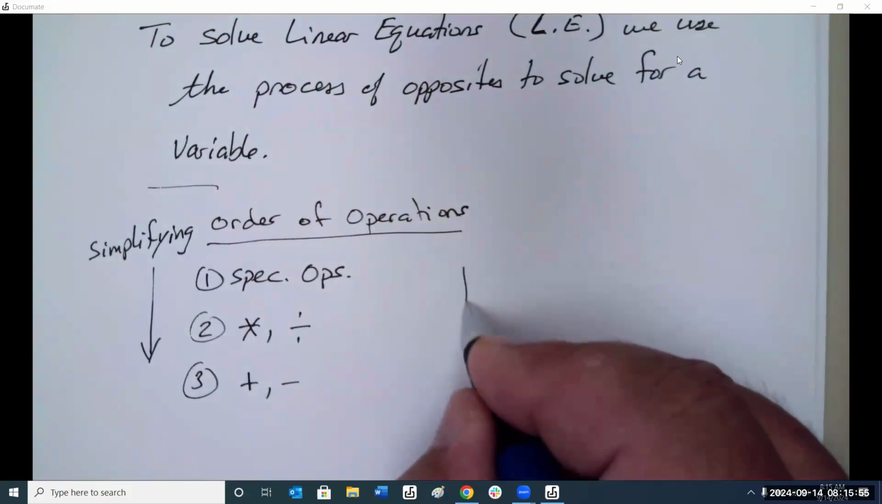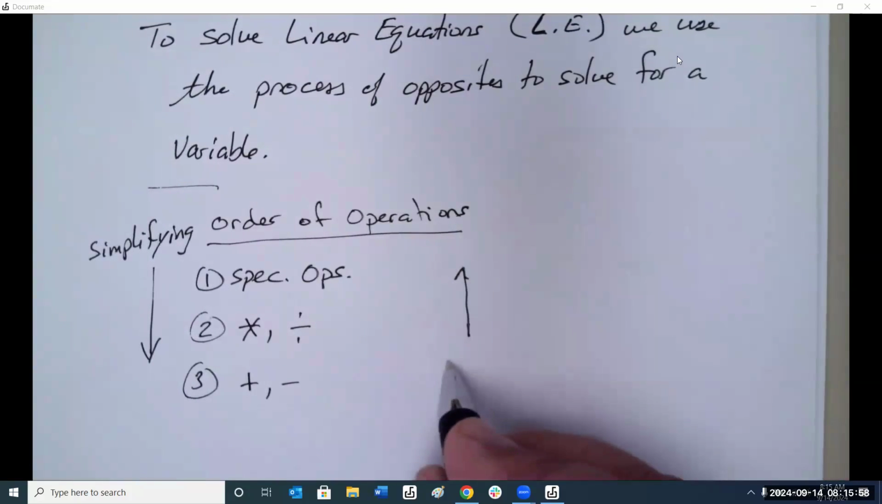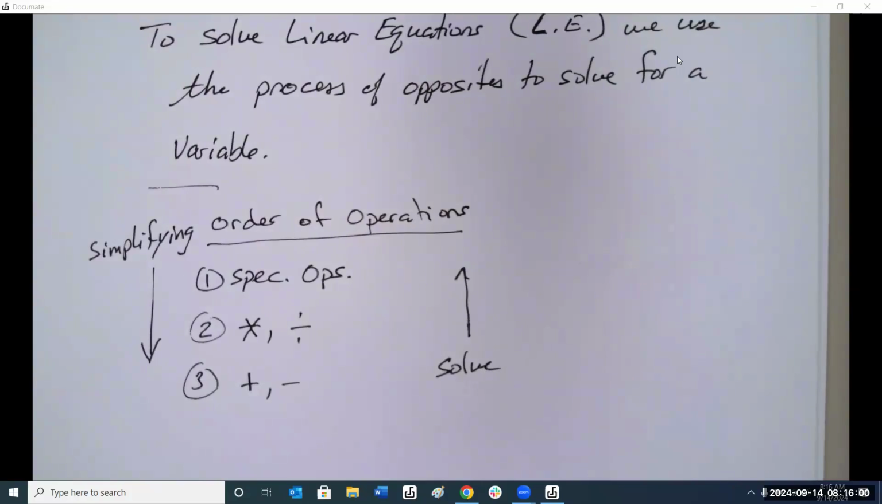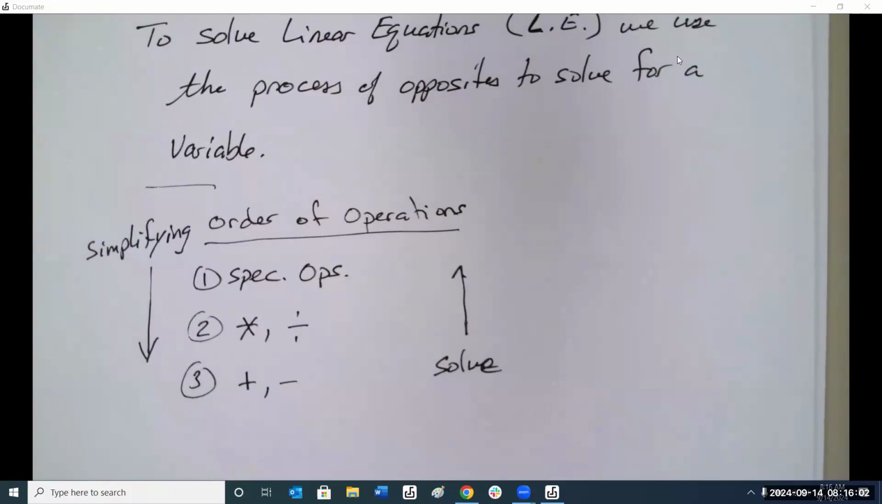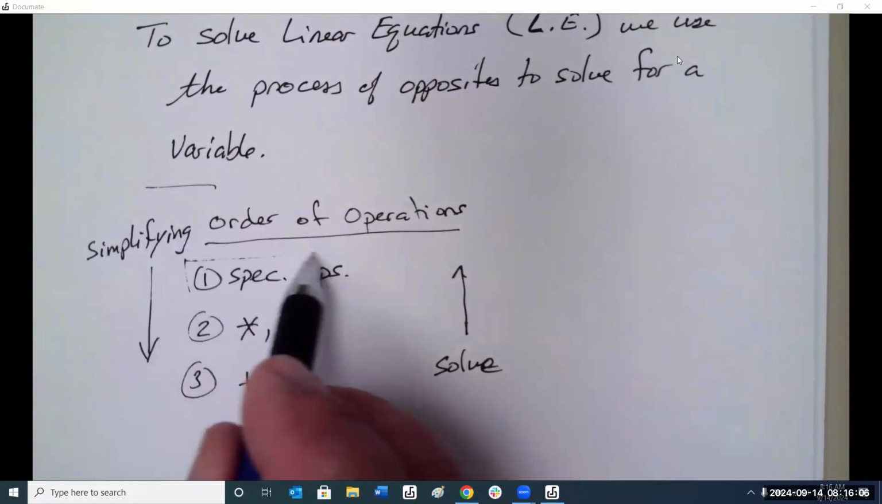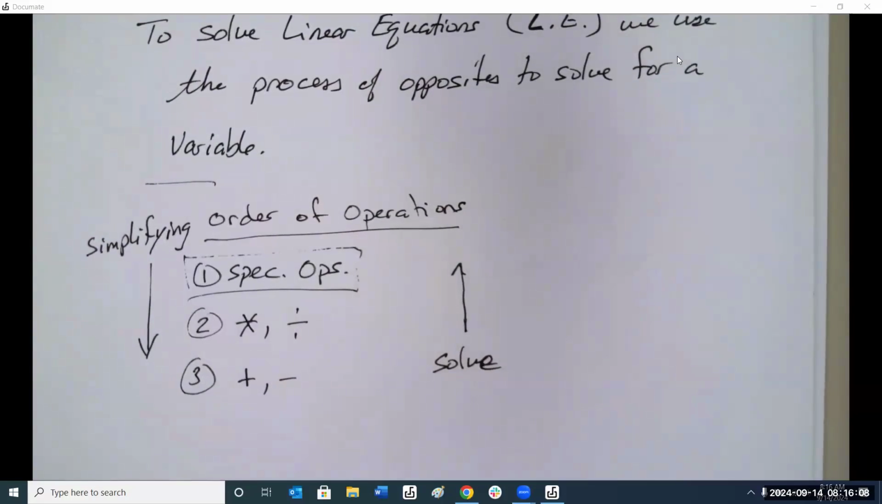When you solve, you go the opposite direction. Except special operations has to be done first because we have to get the parentheses out of there to get everything inside there. But once we finish that, we get rid of any pluses and minuses, and then any multiplication divisions.